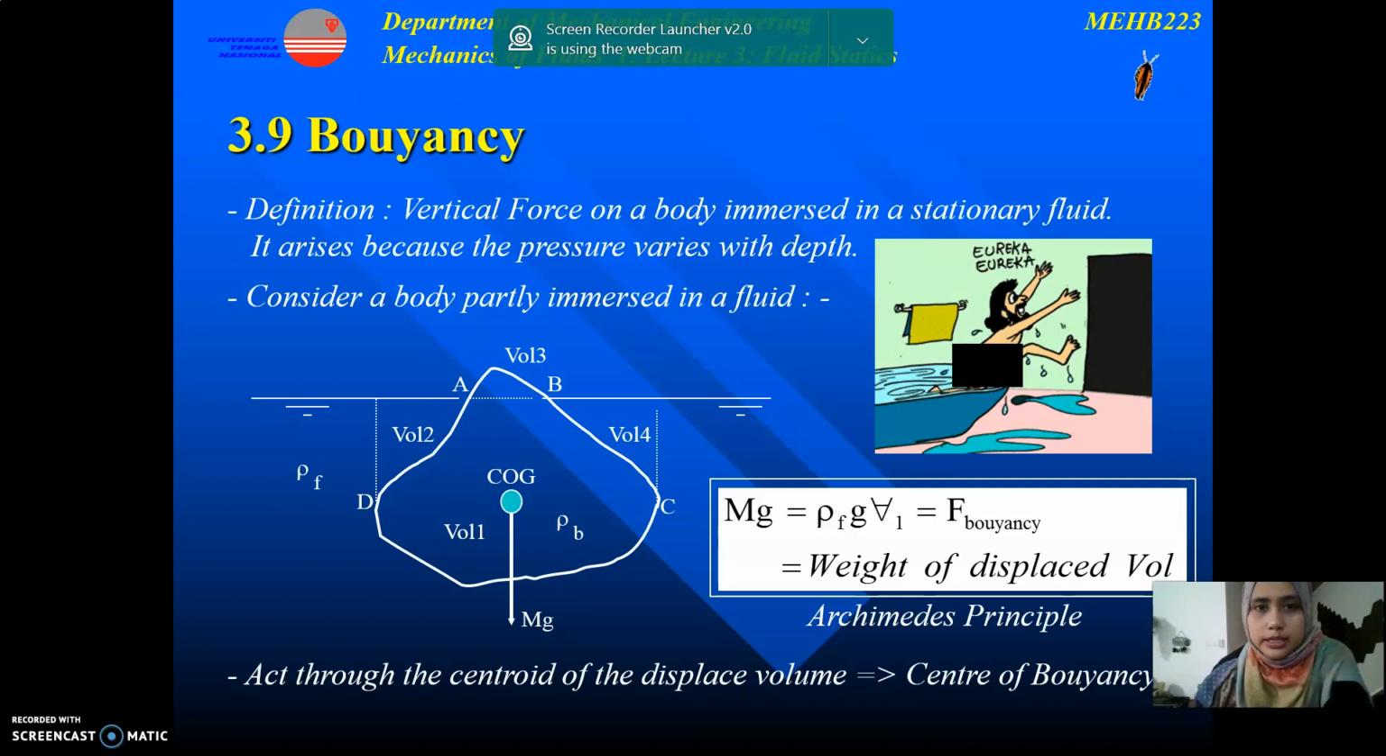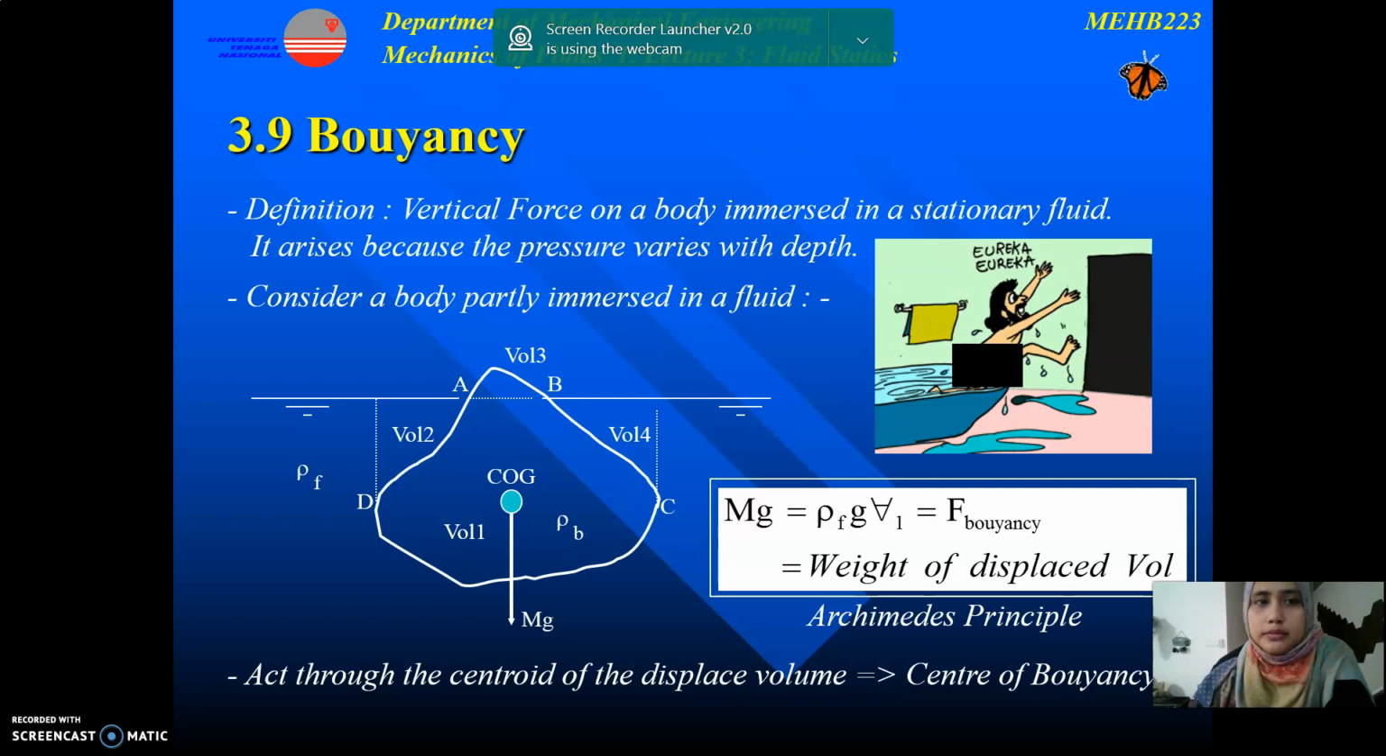So today I would like to share one of the topics that is covered in lecture 3. This slide can be obtained from my Moodle page. It's lecture 3, and directly go to slide number 37. Okay. The topic is about buoyancy.